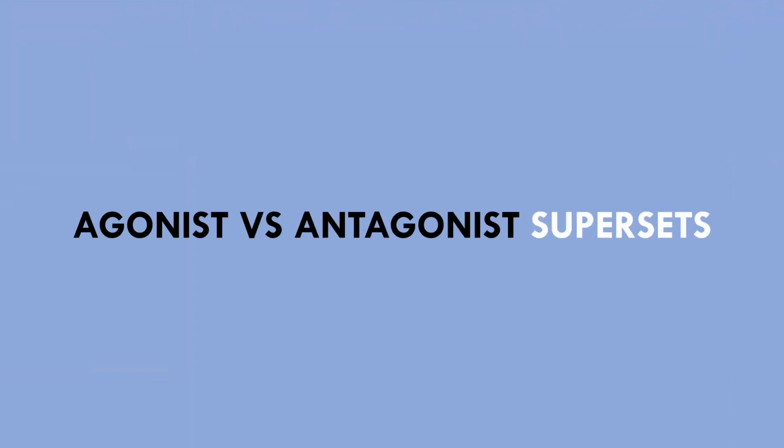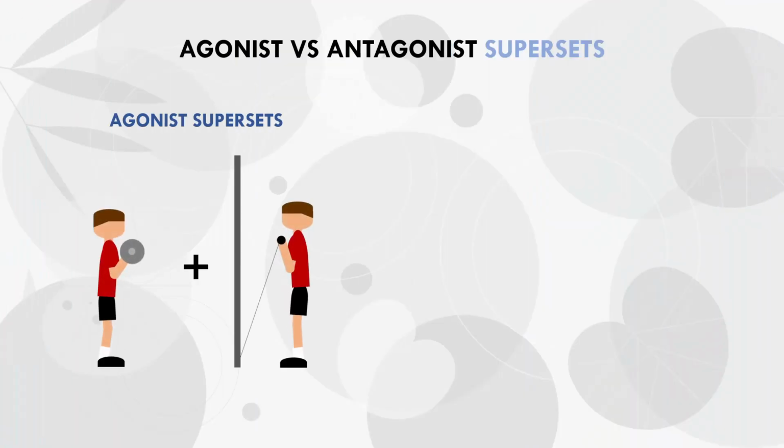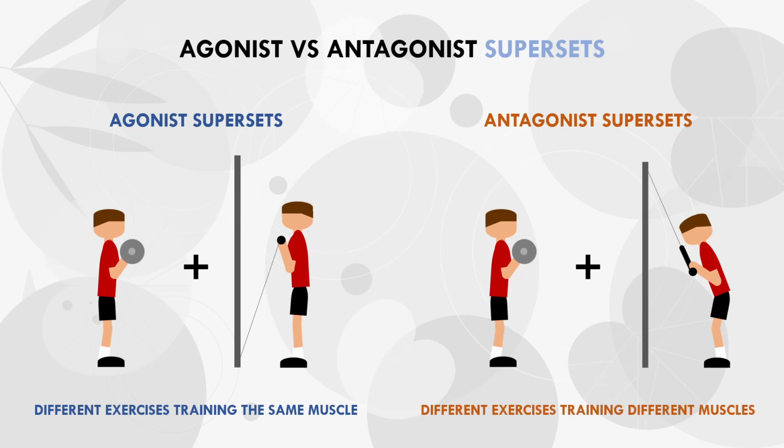Another detail worth mentioning about supersets is whether we implement agonist or antagonist sets. Agonist supersets are when we alternate between exercises training the same muscle. Antagonist supersets, on the other hand, are those which alternate between exercises training opposing muscles or any other muscles which aren't trained in the same exercise. For example, an agonist superset may include something like a barbell curl alternating with a cable curl. An antagonist superset may include a barbell curl alternating with a cable tricep pushdown.